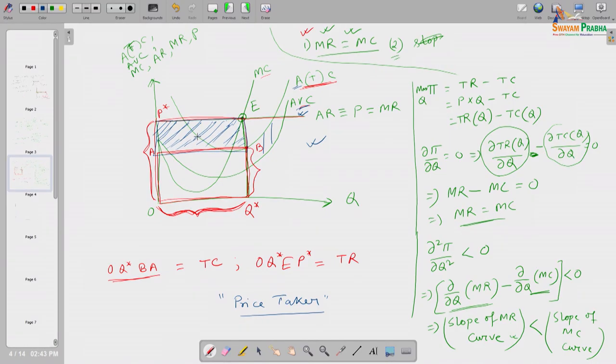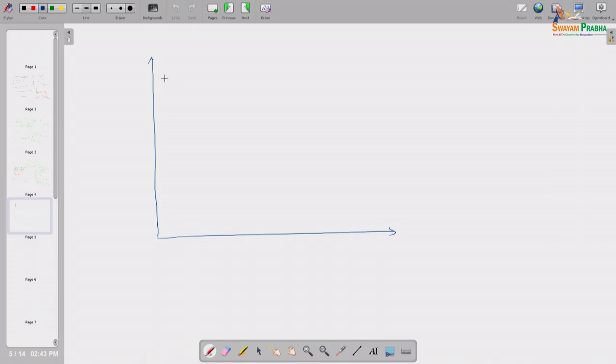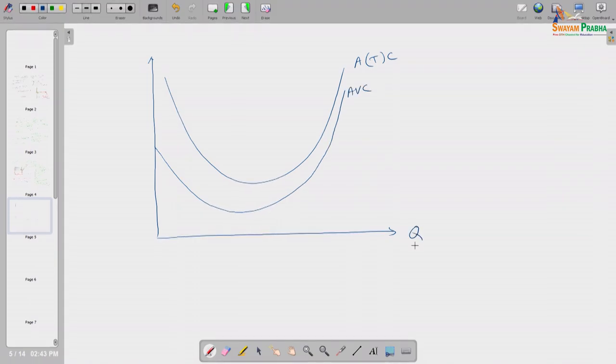Will this always be the situation in that market? Definitely not. Let us go to another diagram. Suppose this is the average total cost curve, this is the average variable cost curve, and this is the marginal cost curve. We are measuring quantity on this side, and on this side we measure all the different costs, revenues and prices.